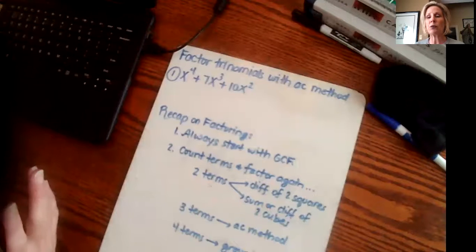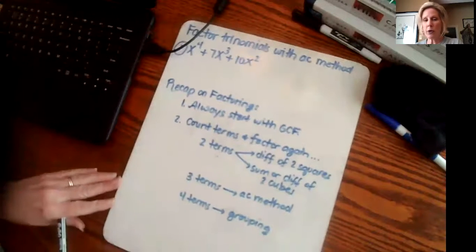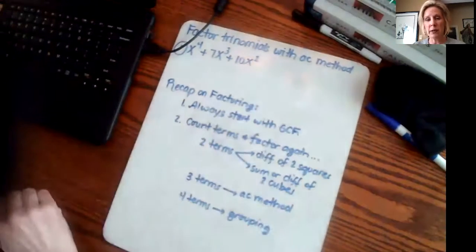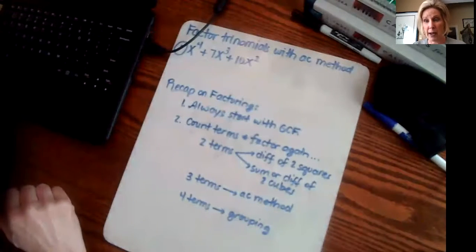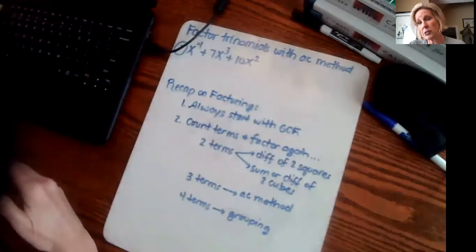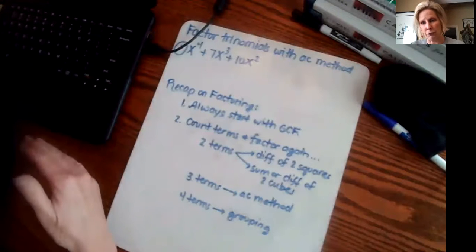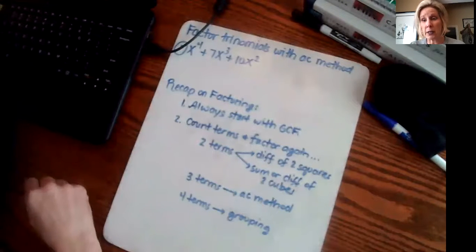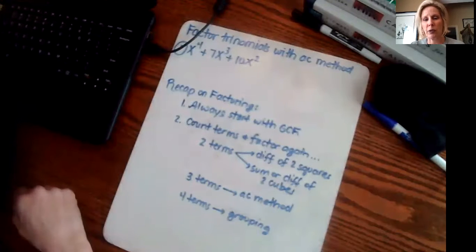But first, let's review the big picture. What do we already know about factoring? Remember that whenever you're factoring, you always start with a GCF. If there is a GCF, you pull it to the front and move forward. If there's not a GCF, you move forward. One way or another, you always check for that first.